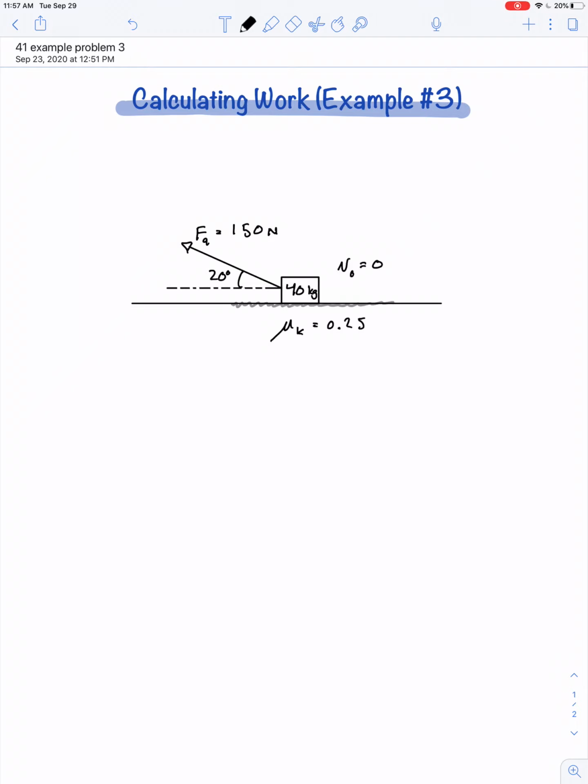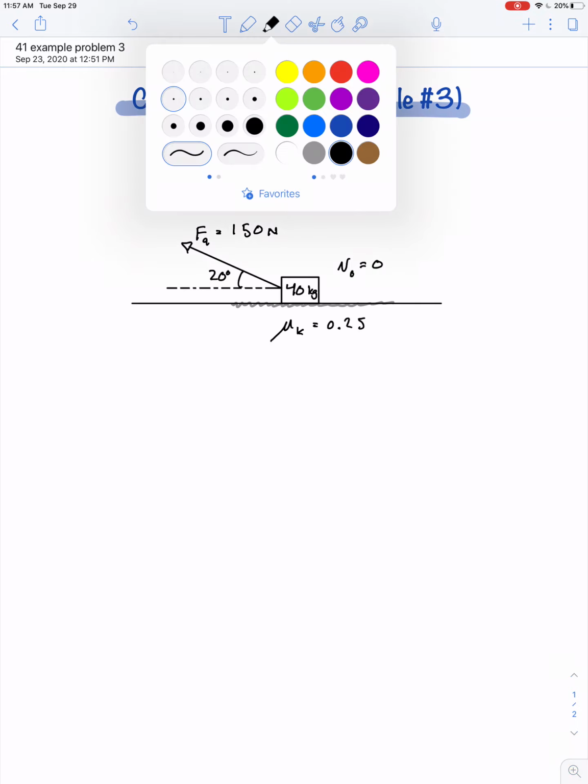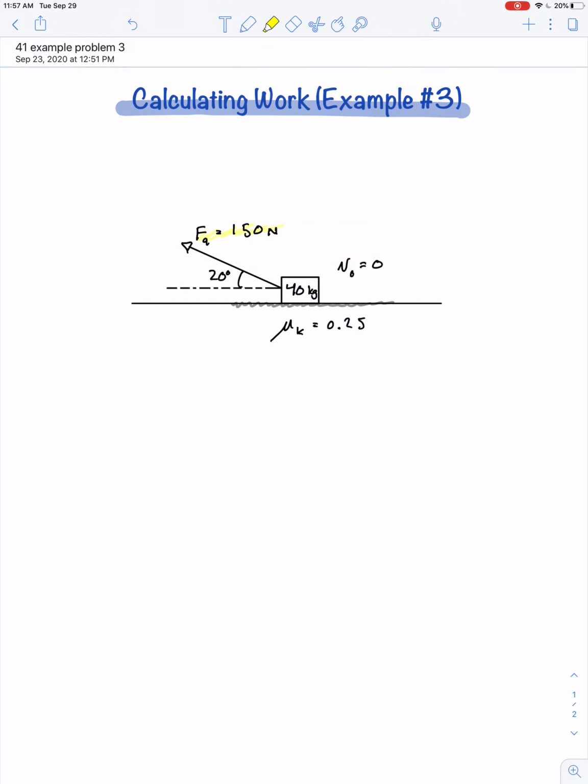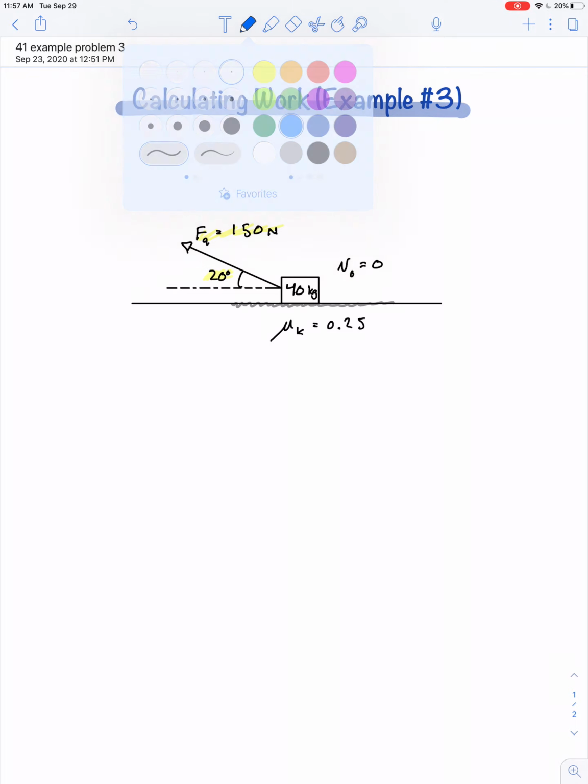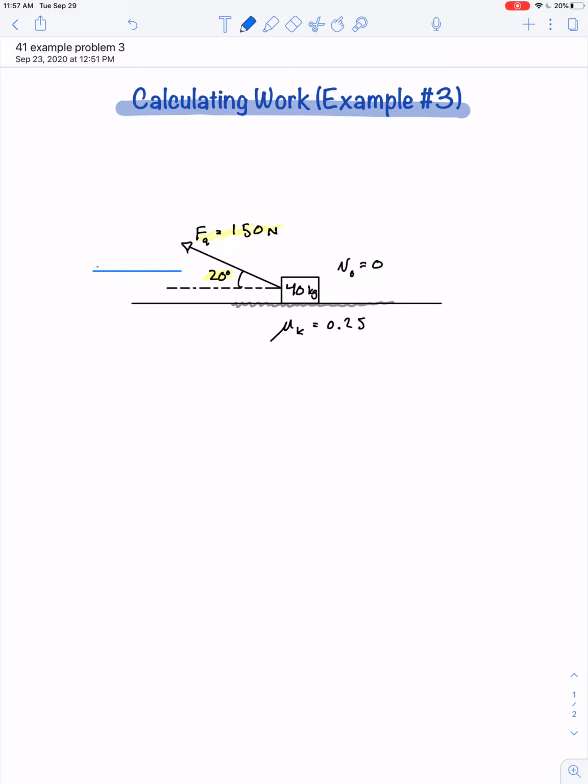In this lesson, I want to apply the work kinetic energy theorem to answer a very simple question. We have a 40 kilogram block that's being pulled by a constant applied force of 150 newtons. The force is applied at an angle of 20 degrees relative to the displacement. We'll say the object displaces 10 meters.